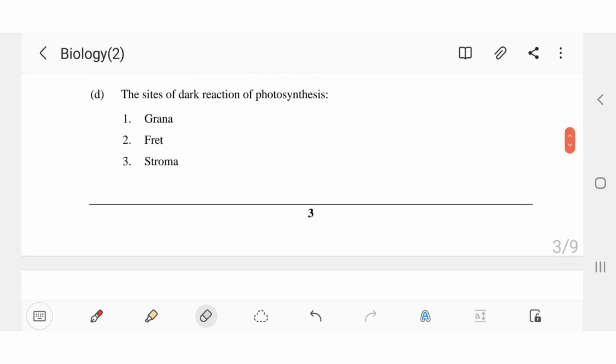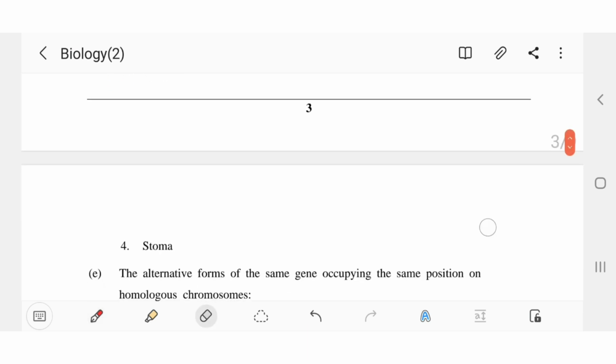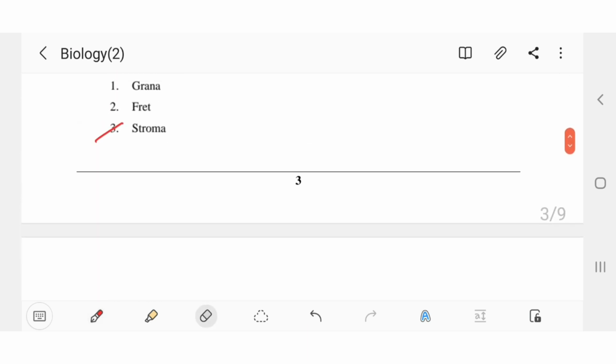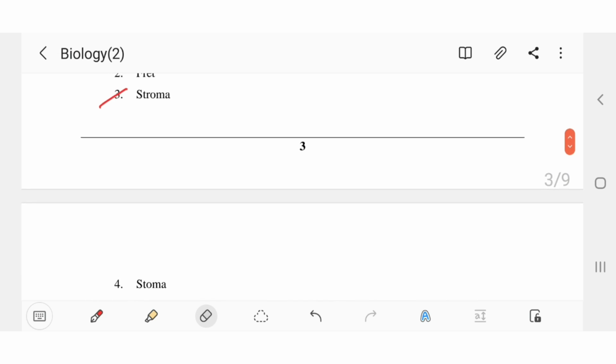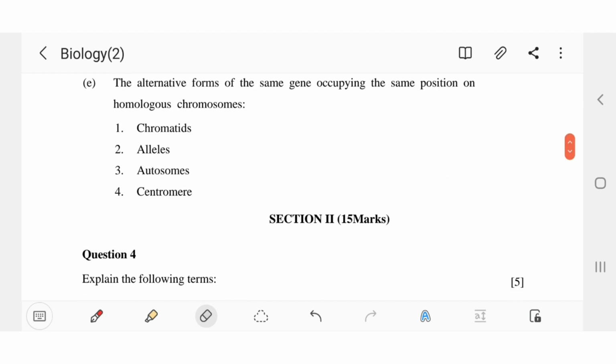Now D1: the sites of dark reaction of photosynthesis. This is stroma. Okay, here to confuse you, fourth option stroma is also given, but you should check for the spellings. Many a times what happens, we just do not look carefully and just mark it and go. But no, we should check whether the option is correct or not. Even if we think this is the correct option, we should see the rest 3 options also, right? Now E1: the alternative forms of the same gene occupying the same position on homologous chromosomes. This is alleles. Second option.